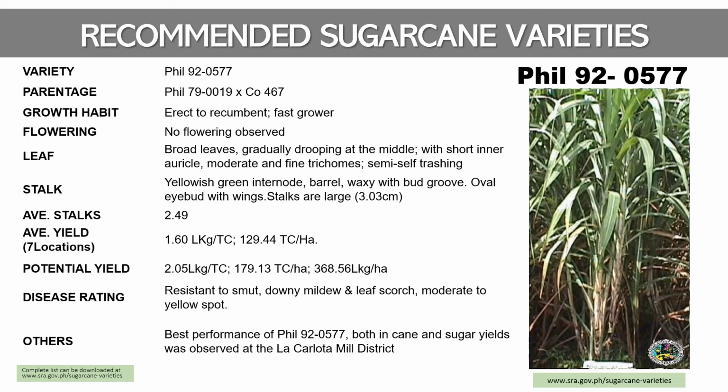Average yield based on 7 locations, it could reach up to 1.6 LKG per TC or 129.44 ton cane per hectare. For potential yield, it has 2.05 LKG per ton cane or 179.13 ton cane per hectare to 368.56 LKG per hectare. In terms of disease rating, resistant to smut, downy mildew, leaf scorch, moderate to yellow spot. Best performance of this variety, both in cane and sugar yield, was observed in La Carlota Mill District. So it is more adaptable in La Carlota.